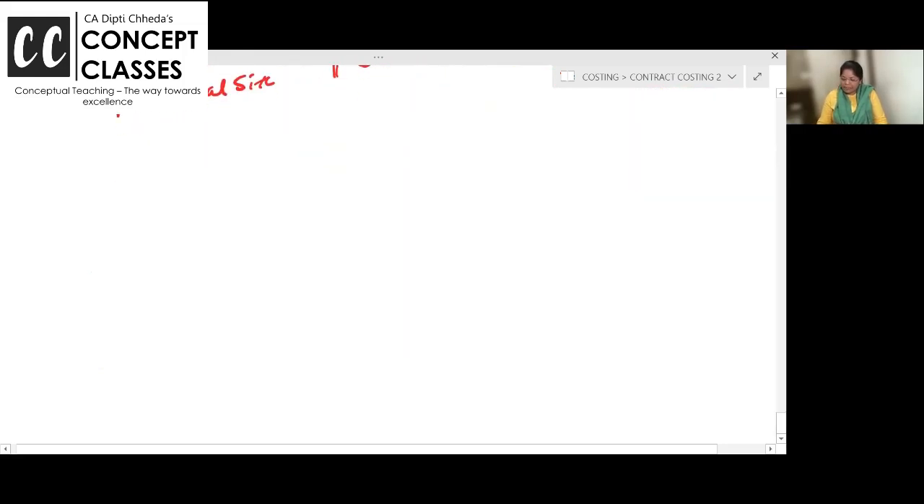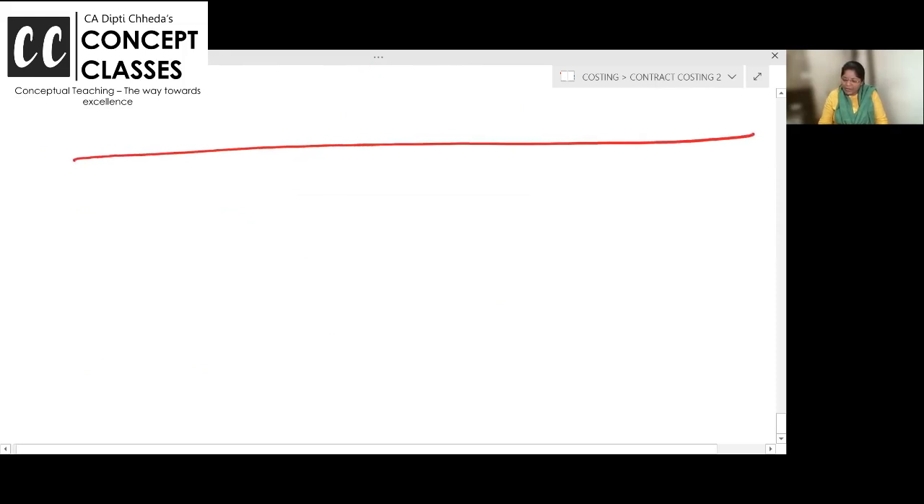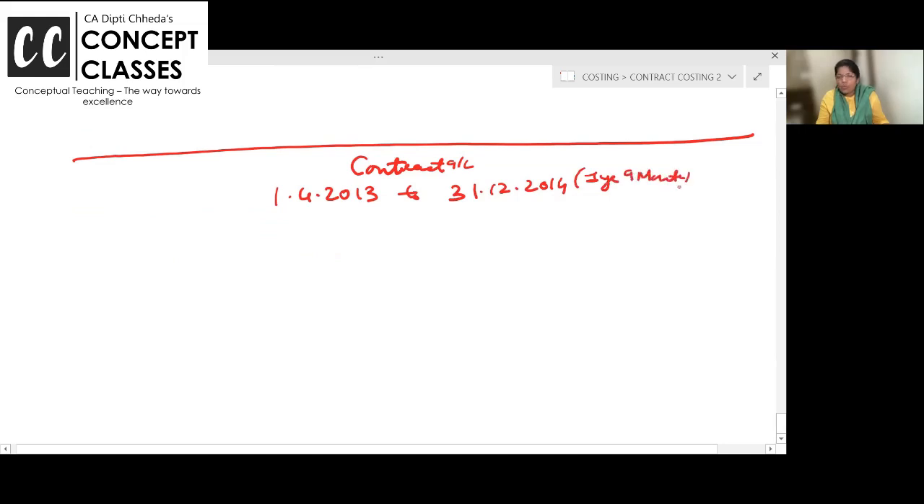इसके नीचे half a page छोड़ दो for your working note 1 to transfer the profit, and now make the contract account for 12 months and 9 months, 1st April 2013 to 31st of December 2014. 1 year, 9 months. Why am I preparing this contract account?